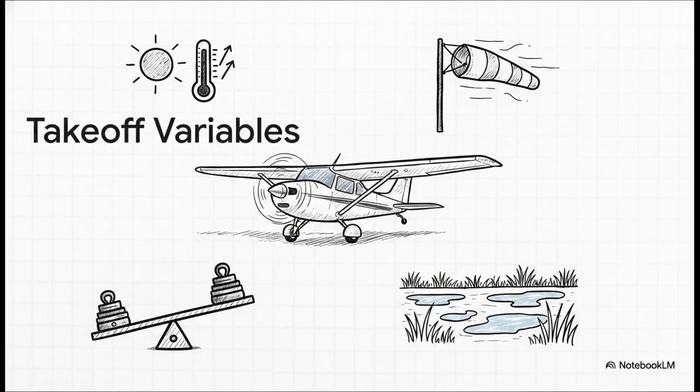Think about it. A heavier airplane, or one with a forward center of gravity, is way harder to lift off. Thinner air severely degrades our engine performance and means we need a much longer takeoff run. And don't forget the runway itself. If there's water, long grass, or an upslope, that's going to add some serious distance to your takeoff roll.